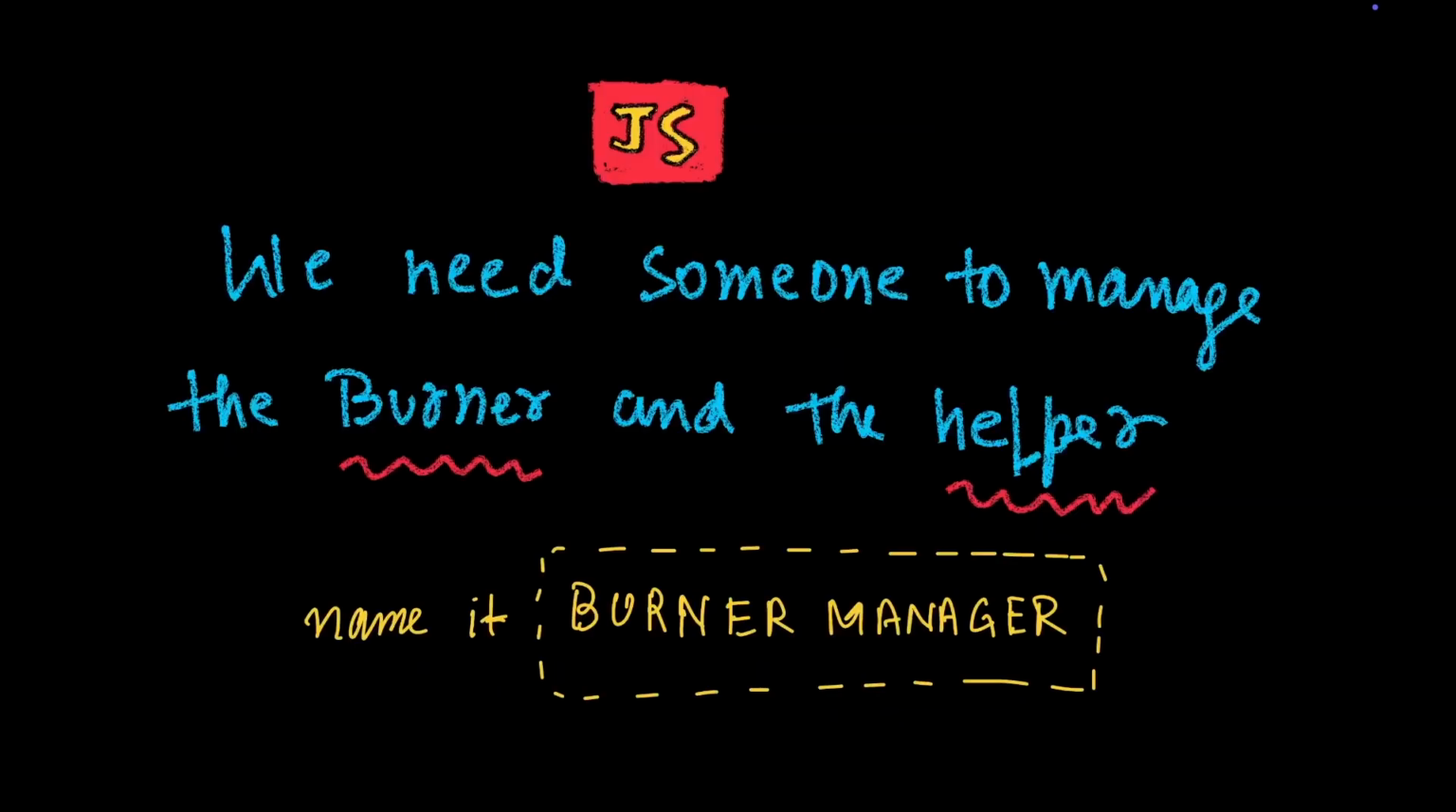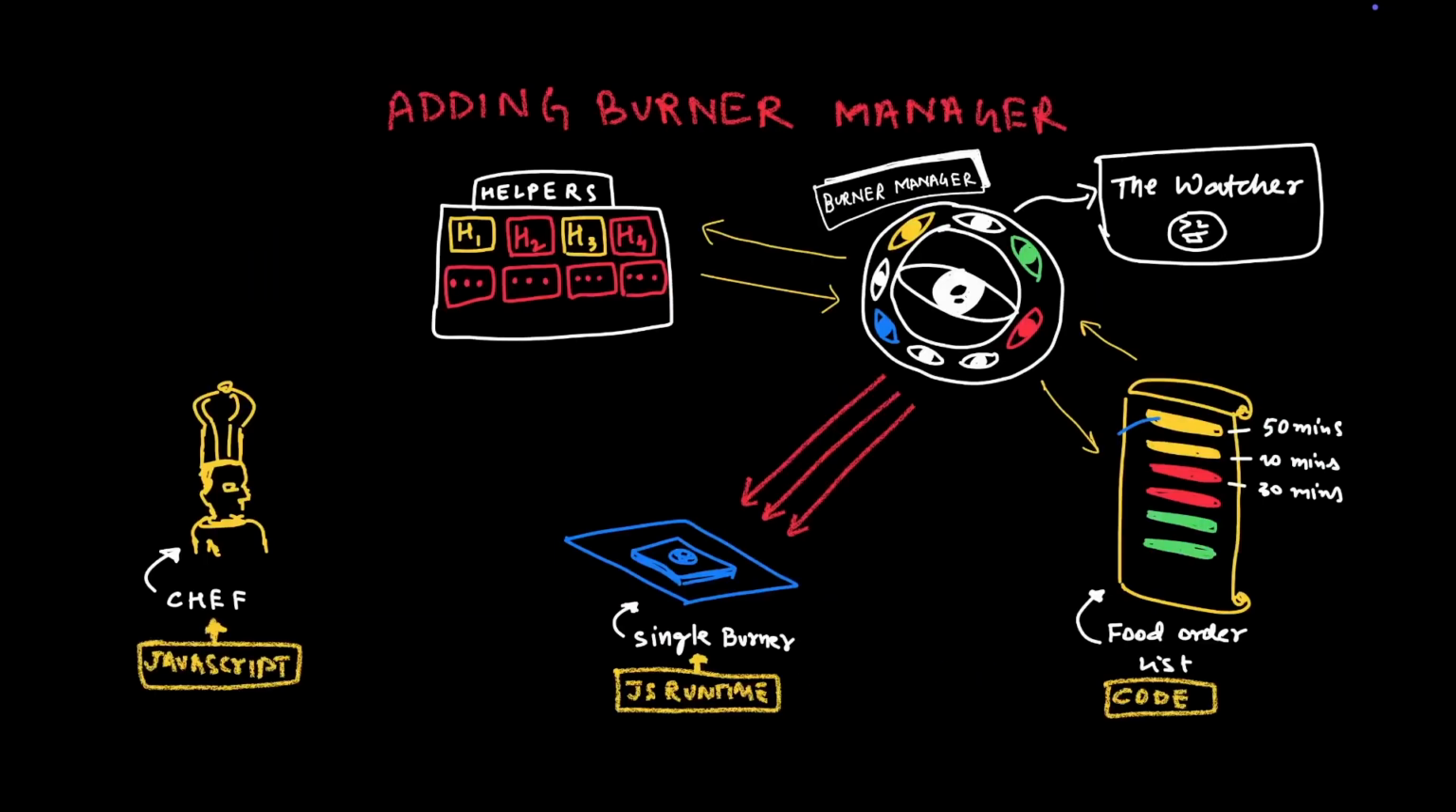We need someone to manage the burner and the helper, and we name it our burner manager. Now adding the burner manager to our setup, we can see it checking the single burner, and if it sees the burner is empty, it takes the helper task or the food items and gets back to the burner.